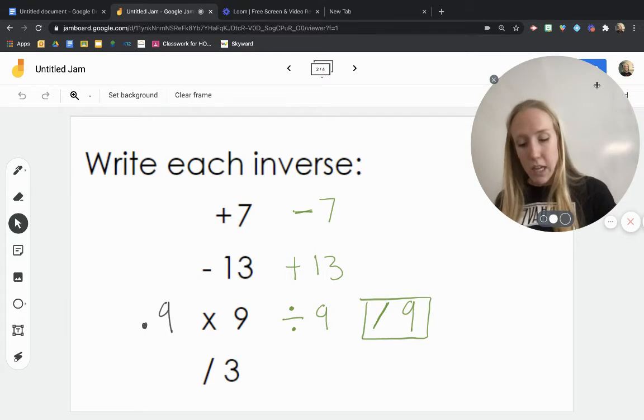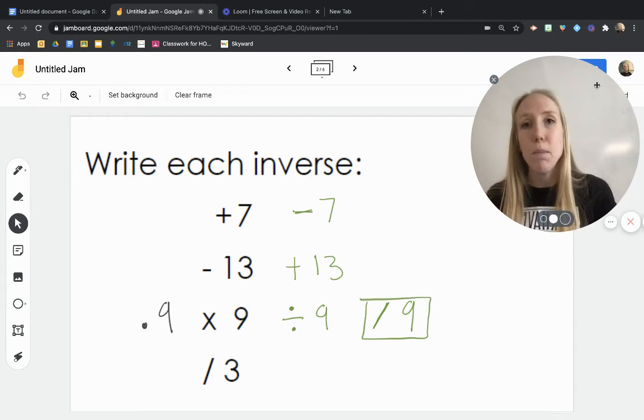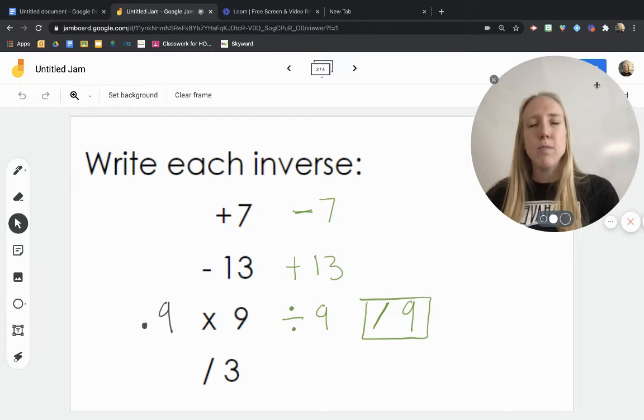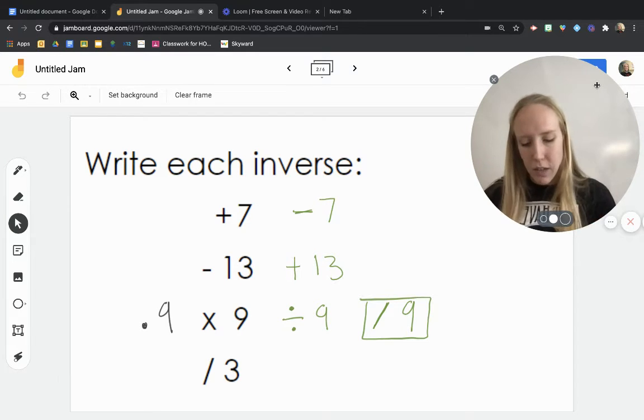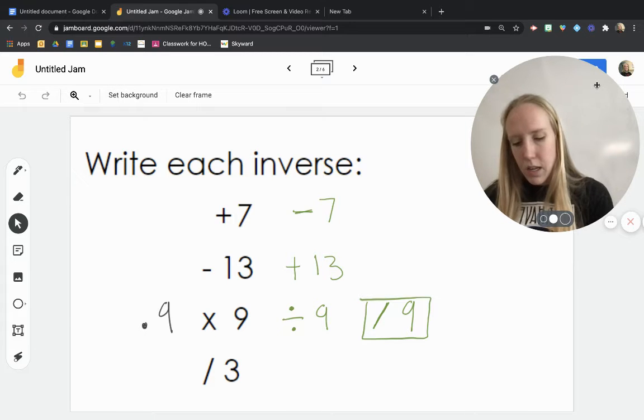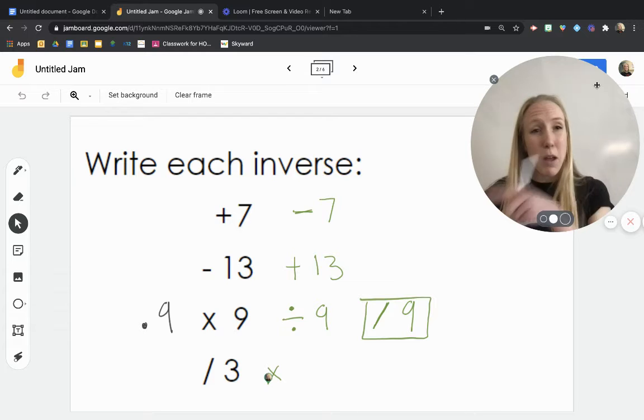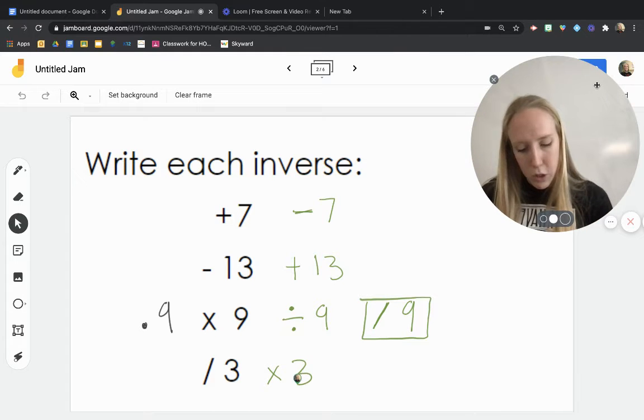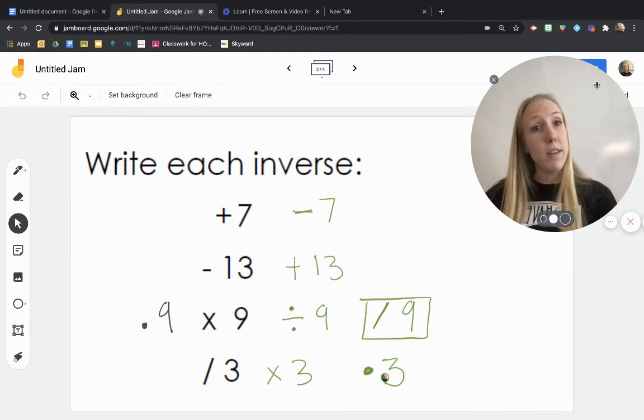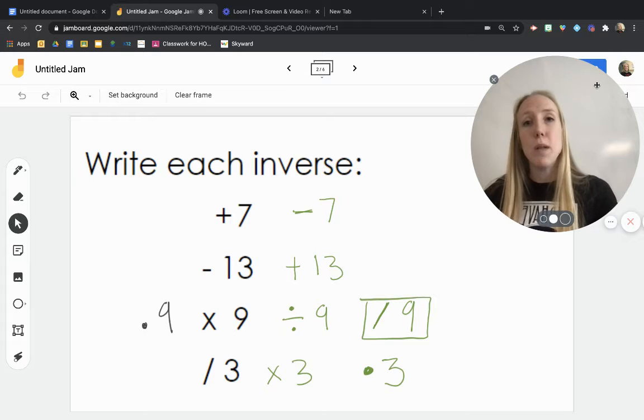Speaking of divide, the next one says divide by 3. I want the opposite of divide by 3. Think to yourself, what is the opposite of dividing by 3? The opposite of divide is multiply. And the opposite of divide by 3 is to multiply by 3. And remember, you could also show that with the multiplication dot as well. Okay, or parentheses. There's a lot of different ways to show multiply and divide.